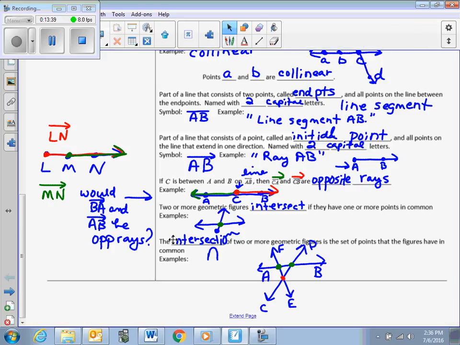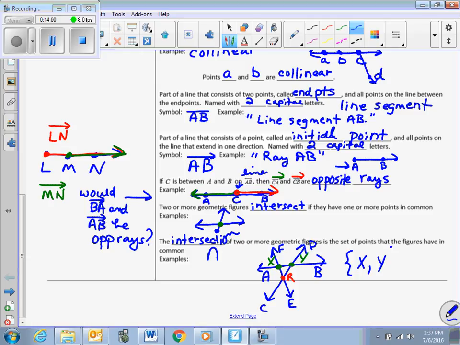So the intersection of these three lines is actually, well, I didn't label these points. Let's label them X and Y. This one here, R, is not the intersection of all three lines, so we're not going to include it. We're going to say points X and Y are the intersection of all three of those lines we have there.